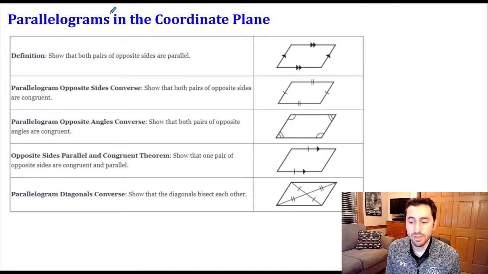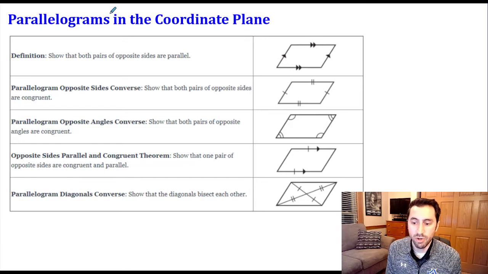Parallelogram opposite angles converse: this one also shows that it's a parallelogram, but it can be a little difficult to find angle measures in the coordinate plane. Opposite sides parallel and congruent. So this is sort of a combination of the first two. We have parallel sides and they have to be congruent. So we can use a combination of the slope formula and the distance formula.